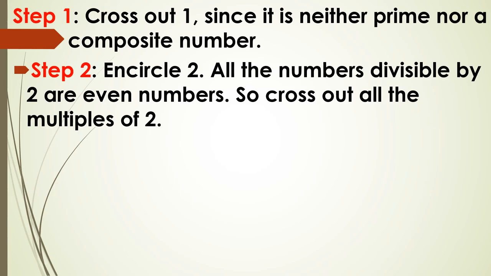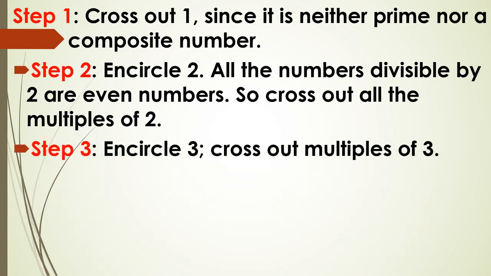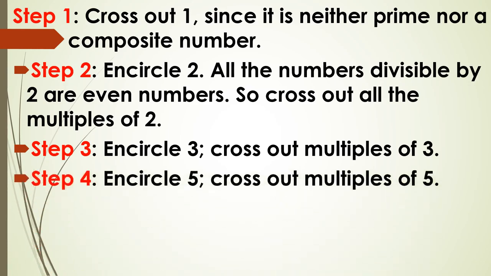Okay? Third step. Now encircle 3. Cross out all the multiples of 3. Read the table of 3. And up to 100, you have to cross all the multiples of 3. Now the same step you will follow for 5 also. Encircle 5 and cross out all the multiples of 5. Because 4 we have already crossed, so 4 we have left here. Now after 5, 6 is there, 6 we have already crossed because it comes in the table of 2.